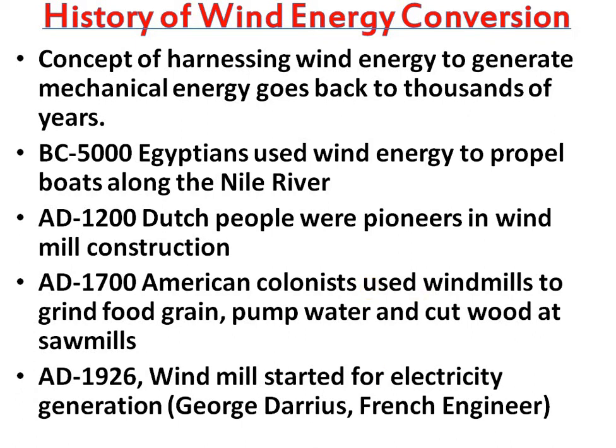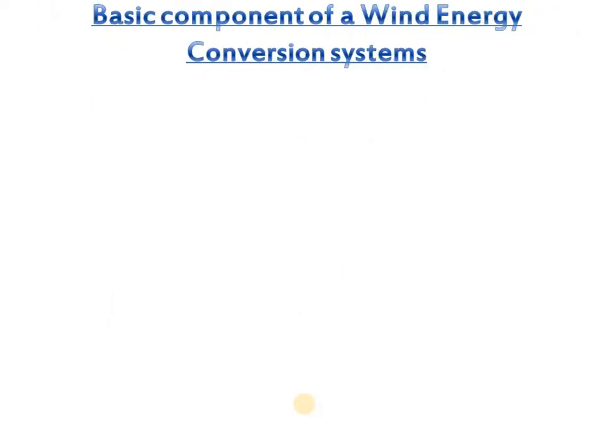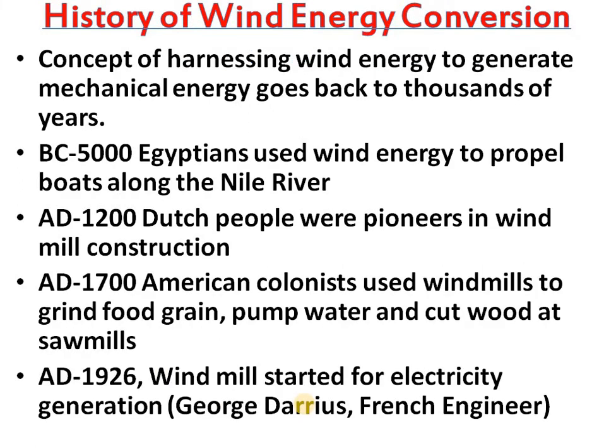And one of the remarkable events happened in 1926. Windmill was used for electricity generation. One of the French engineers known as George Darius. We will again come across his name on other occasions. George Darius used wind energy, a windmill, to produce electricity. These are major historical events that happened in the technology of wind energy conversion. Okay, it's just for an idea.